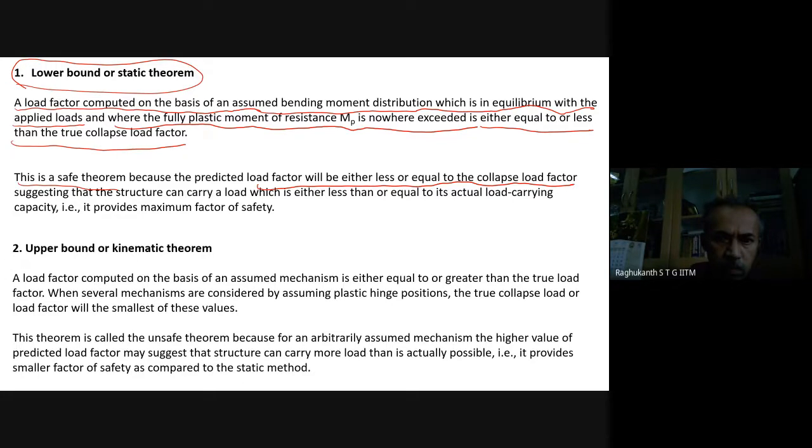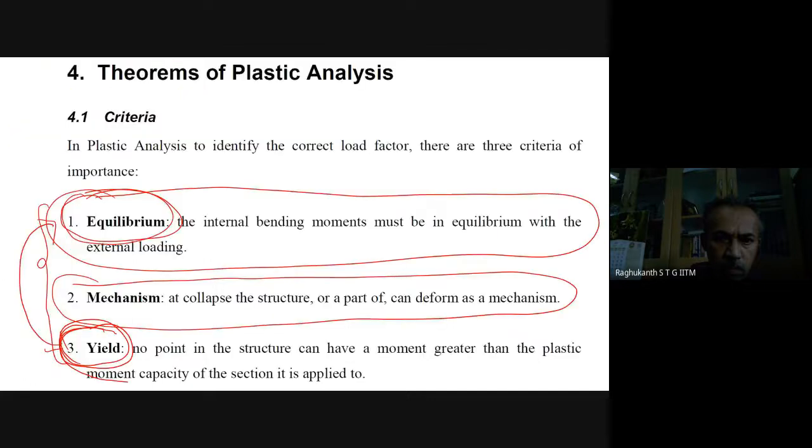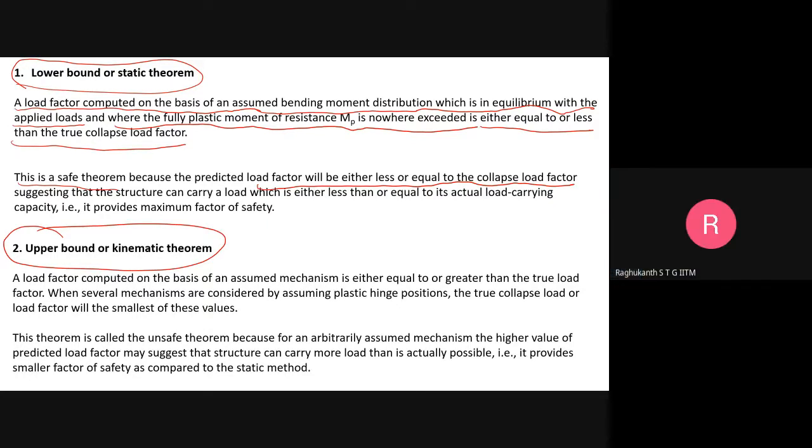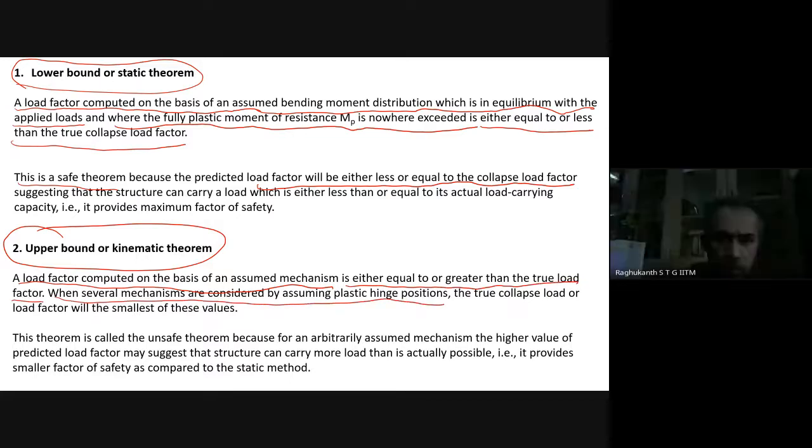So this theorem is based on two conditions: equilibrium and yield. This is one methodology. Now the other one is the upper bound or kinematic theorem. This theorem goes from the mechanism point of view. If you find a load factor on the basis of an assumed mechanism, it is either equal to or greater than the true load factor. When several mechanisms are considered by assuming plastic hinge positions, the true collapse load factor will be the smallest of these values.